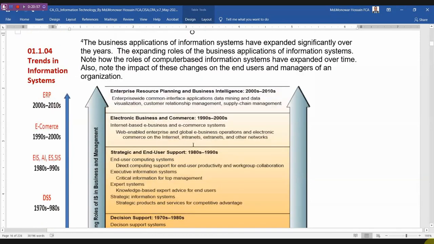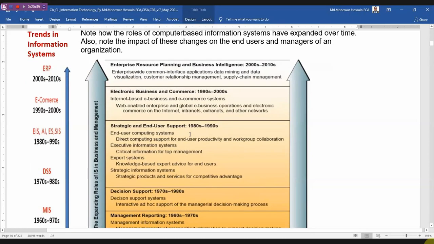And from 1990 to 2000 it came to e-commerce and electronic business, internet-based e-business and e-commerce. So that evolution has also changed nowadays. Business has come to B2B, business to business, C2C, consumer to consumer, B2C, G2G, government to government, G2P, government to people, G2A, government to administration, etc.